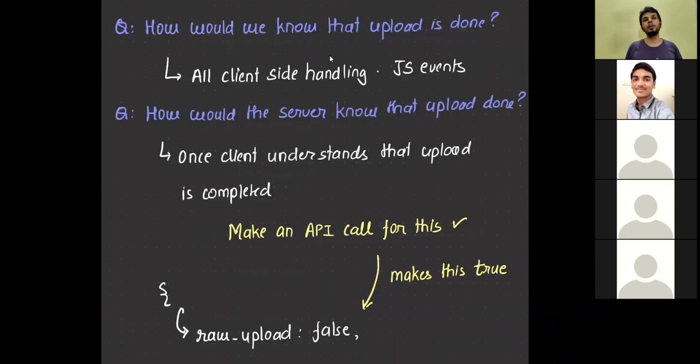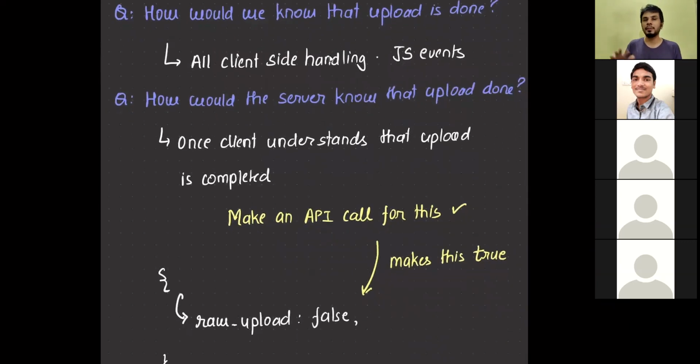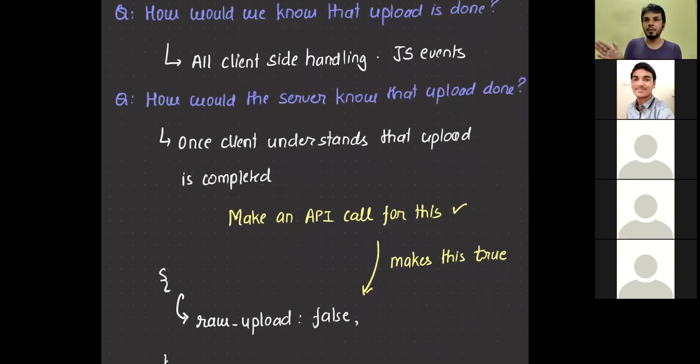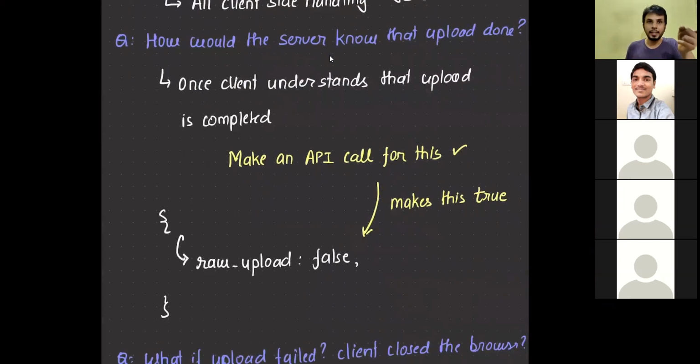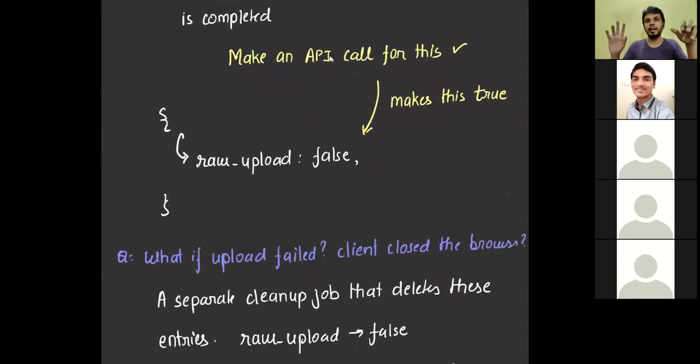Then how would we know that upload is done? JS events. Once the file upload is done, you would get a JavaScript event through which you will make another API call and say, okay, upload is done. This is how your backend server would know that upload is done, and then it can trigger something like transcoding. Let's say we have another key called raw upload, which is set to false, waiting for the video to be uploaded. It would be set to true once the video upload is done, so that you can render the interface accordingly.